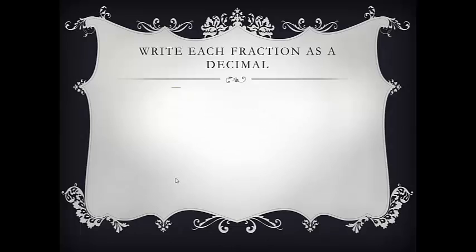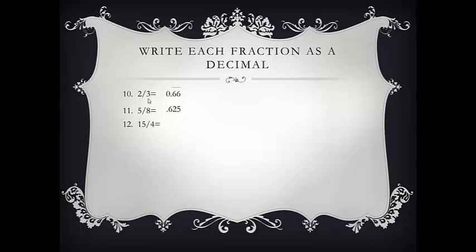Okay, write each fraction as a decimal. Number 10 is 2/3. Remember, to do this, you divide the numerator, the top number, by the denominator, the bottom number. So 2 goes on the inside, 3 goes on the outside, and when I do that, I get 66/100 repeating, and that is your decimal. Number 11, 5/8. Again, same thing. Divide 5 by 8, so 5 goes on the inside, 8 on the outside, and I get 625 thousandths.